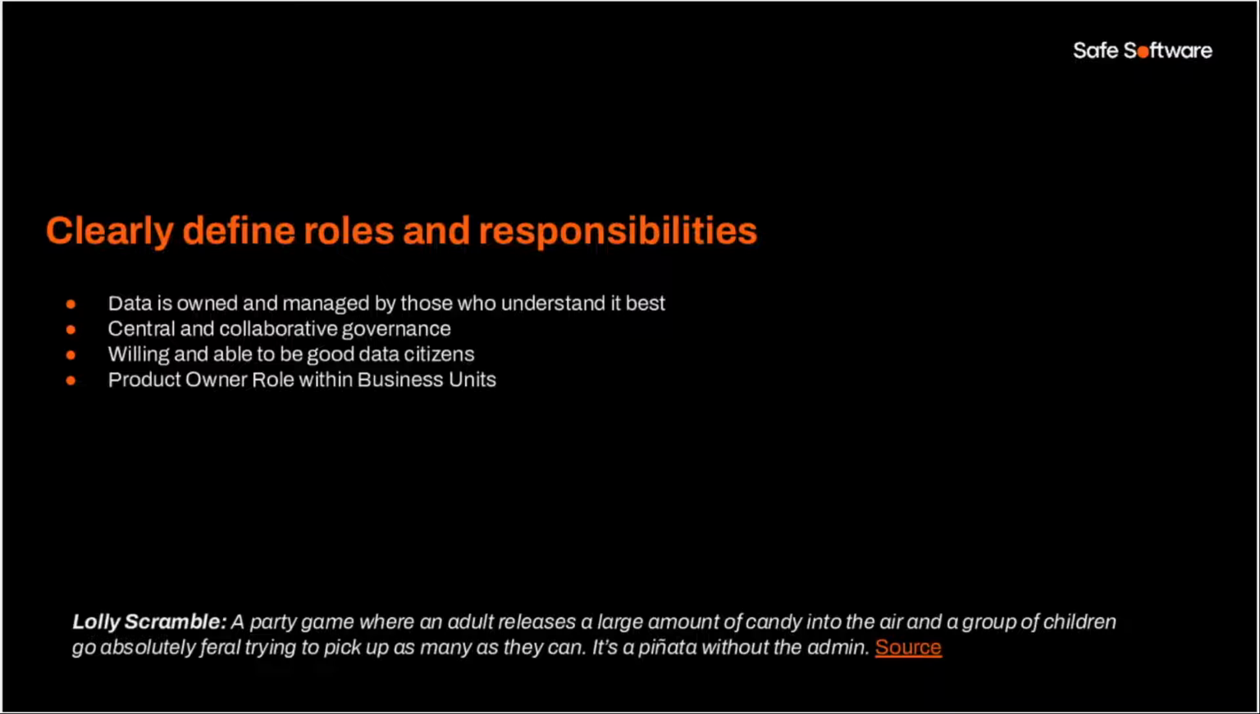However, for this to work, we need to agree on clear boundaries. This isn't a lolly scramble. Governance needs to be centralized and collaborative with stakeholders from the business units, which means there needs to be clearly defined roles and responsibilities. If business units are in control of their own digital transformation, they need to be good data citizens. Business units need to capture trustable information. We believe business units need to assign a product owner who is willing and able to correct information and communicate effectively with stakeholders.